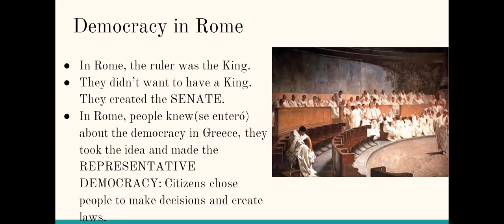laws. In Chile, we also have a Senate, and it's very similar to the picture you see here. The Senate in Chile is located in Valparaíso, in a building called Congreso Nacional, and politicians and senators take all the decisions there. It's very similar to this picture.